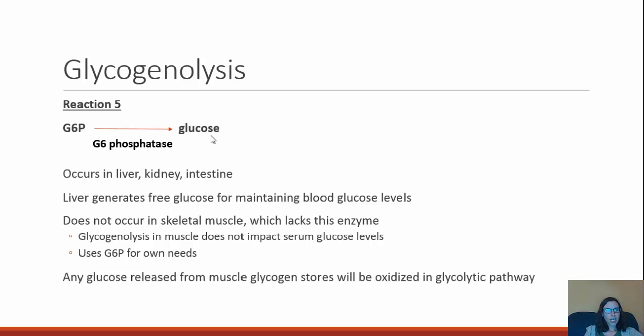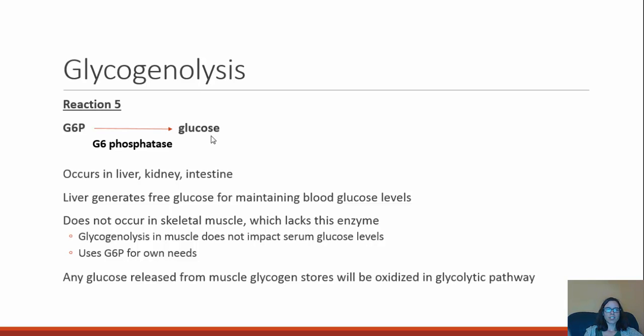Now, this reaction can occur in the liver, kidney, and intestine and allows the liver to generate free glucose for maintaining blood glucose levels. Okay, so all those reactions can occur to a glycogen molecule in the liver to free glucose into the blood to maintain circulating levels. However, if we remember, we do not have G6P phosphatase in the skeletal muscle. Therefore, glycogenolysis in the muscle doesn't impact serum glucose levels because it can't release free glucose.